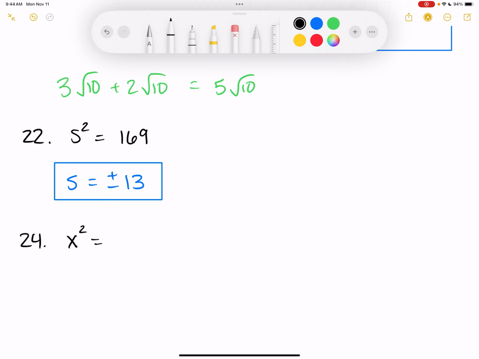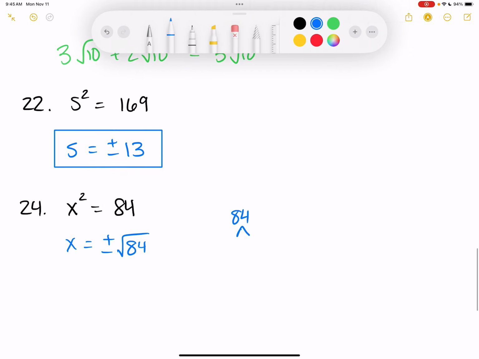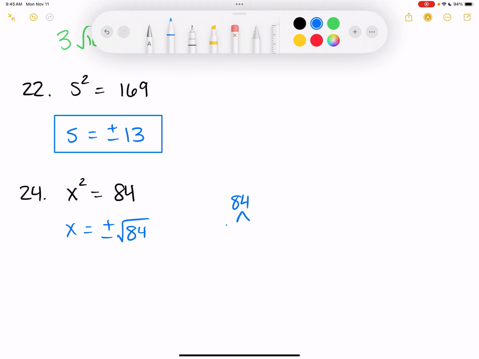24. X squared equals 84. X equals the square root of 84. Positive or negative? Plus or minus the square root of 84. Let's see if we can break down 84. What does 84 break into? 42 and 2. What does 42 break into? 7 and 6. What does 6 break into? 3 and 2. Does 7 break down at all? No. Alright, so I have a pair of 2's and I have a 7 and 3 left over. So this answer becomes x is plus or minus 2 root 21.